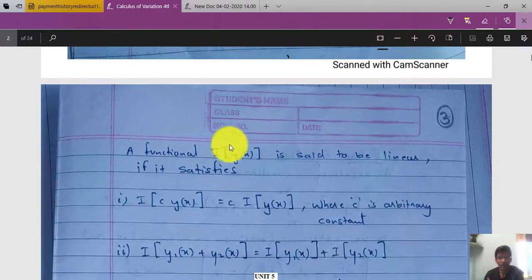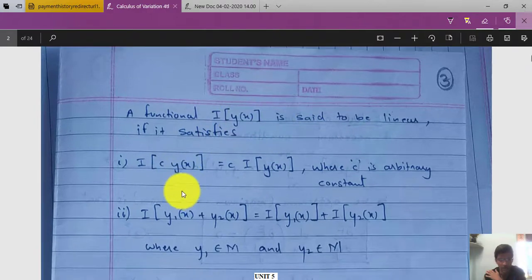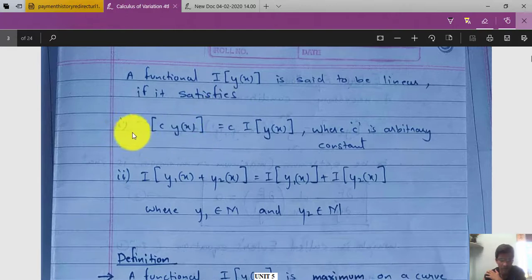Now a functional, which we usually represent by I[y(x)], is said to be linear if it satisfies the first property: I of c y of x, where c is an arbitrary constant, equals c times I of y of x. Now, for two functions, I of y1 of x plus y2 of x is equal to I of y1 of x plus I of y2 of x, where y1 belongs to M and y2 belongs to M, where M is either the maximum or minimum.